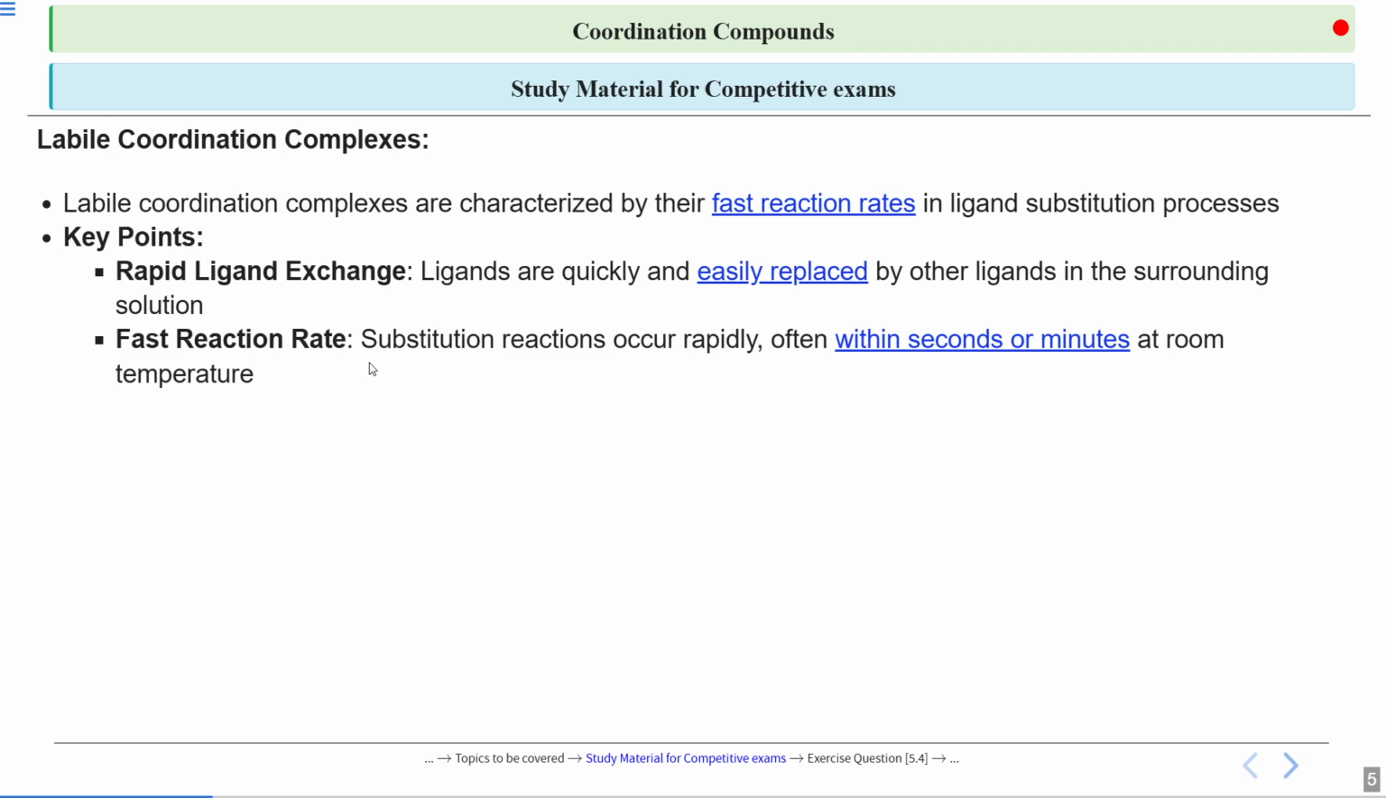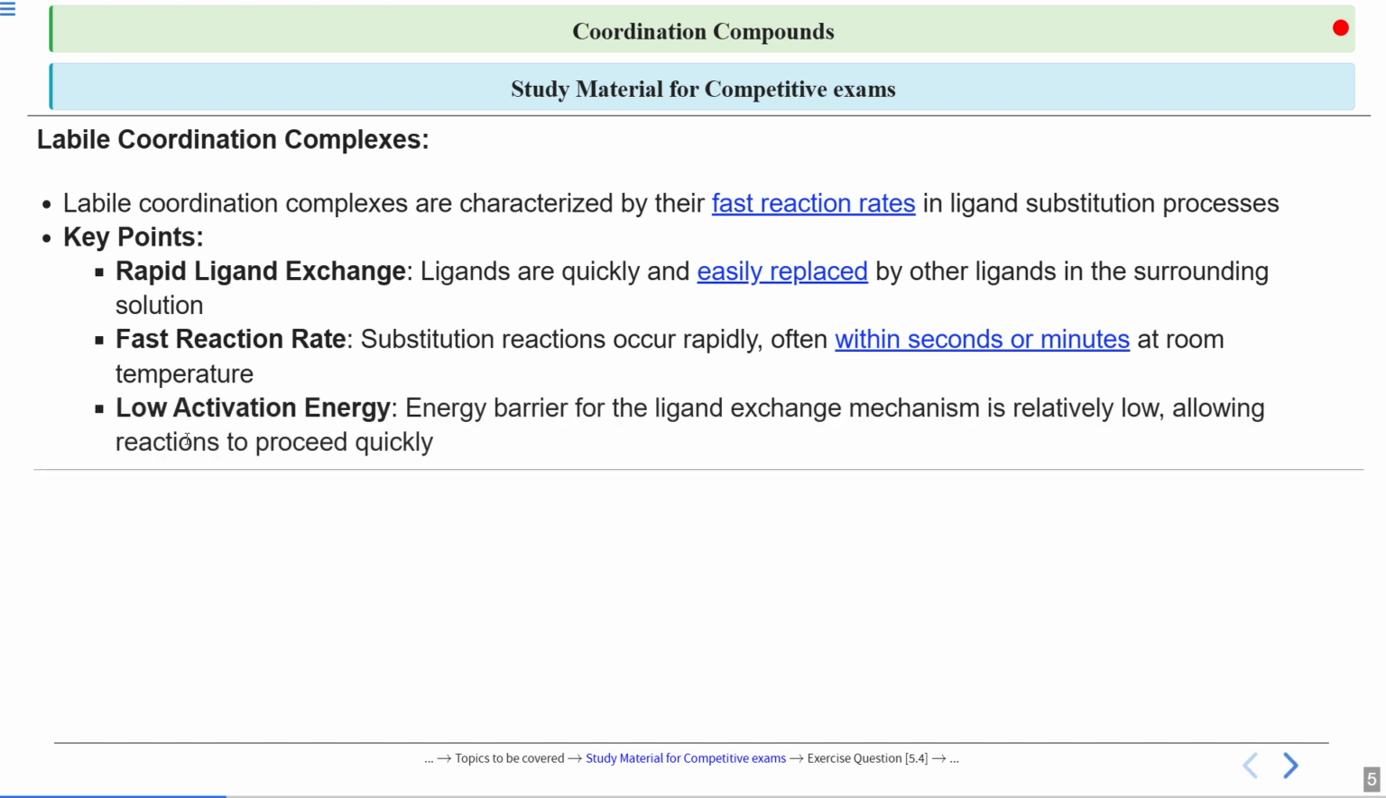Fast reaction rates. The substitution reactions occur very rapidly, and they are often completed within seconds or minutes at room temperature. So these ligand substitution reactions have a very fast reaction rate, occurring so rapidly, often within seconds or minutes, even at room temperature. That means without providing any external conditions.